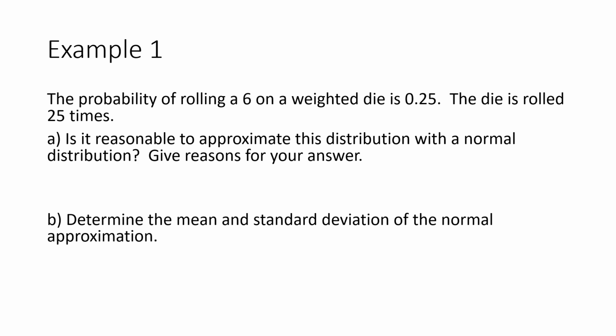Okay, so let's look at a quick example before we start calculating probabilities. Let's look at an example where the probability of rolling a 6 on a weighted die is 0.25. So there's a 25% chance that this die will land on a 6. The die is rolled 25 times. Is it reasonable to approximate this distribution with a normal distribution? Give reasons for your answer. Now, to approximate it, there are two criteria. np has to be greater than 5 and nq has to be greater than 5.